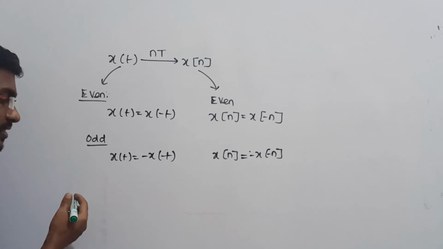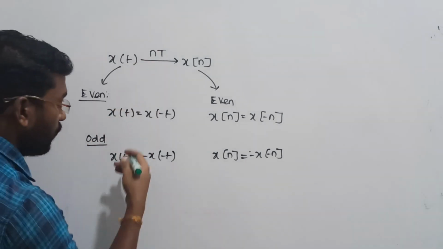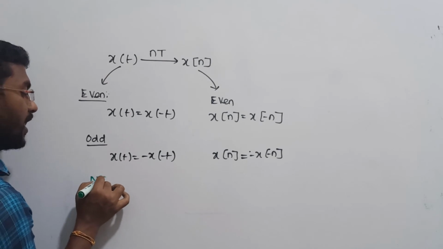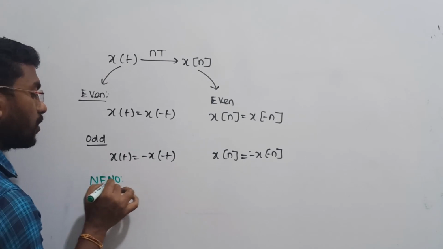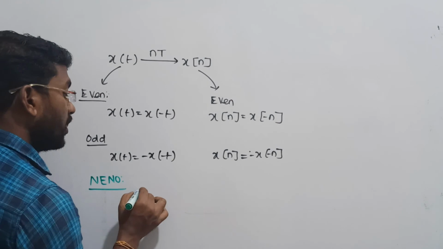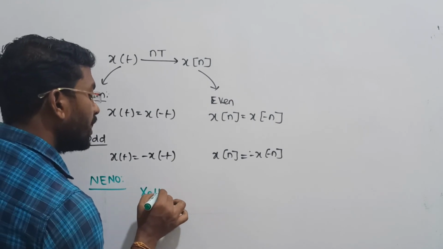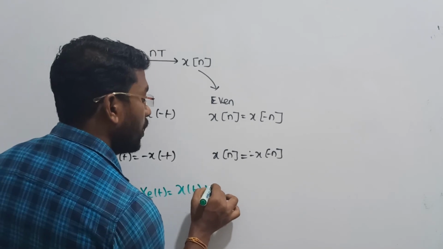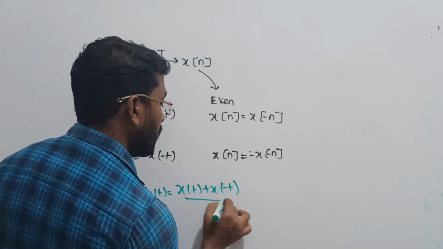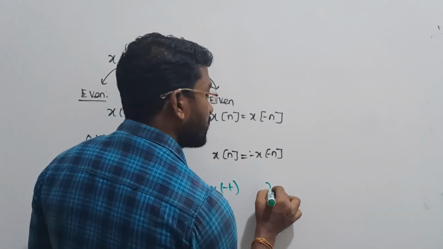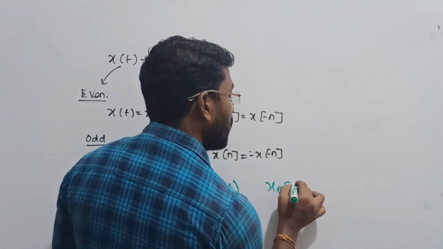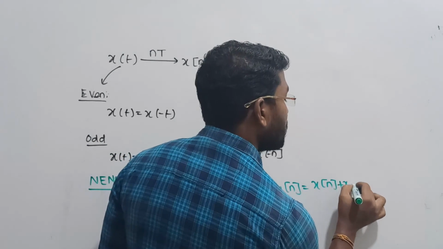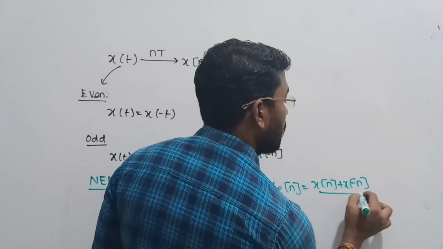Now the properties. In the continuous time domain, if the given function is neither even nor odd, how will you find the even part of the signal? The even part of the signal in the continuous domain can be found by x of t plus x of minus t divided by 2. Whereas in the discrete domain, the even part of n should be equal to x of n plus x of minus n divided by 2.